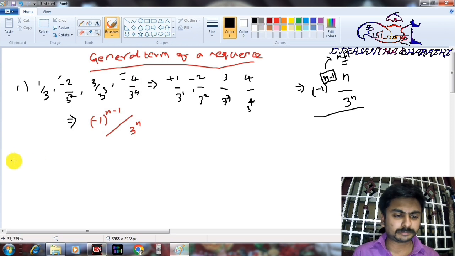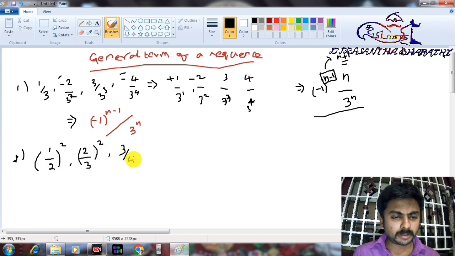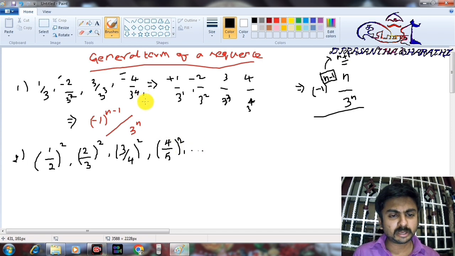So the second problem is 1 divided by 2 the whole square, comma, 2 by 3 the whole square, comma, 3 by 4 the whole square, comma, 4 by 5 the whole square, comma, etc. Whenever we are having a sequence we will have this comma etc.